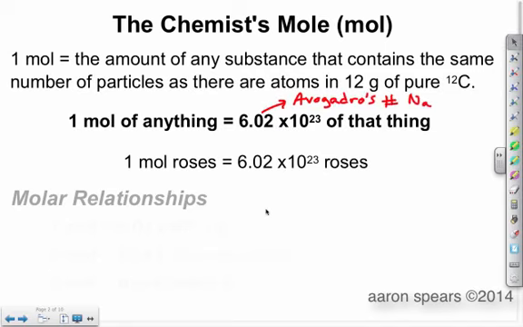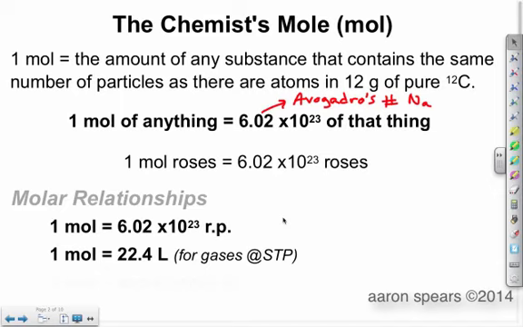Now, the reason why the mole is so important in chemistry is because of its relation to many other things. For instance, 1 mole is equal to 6.02 times 10 to the 23rd particles. In addition, 1 mole of any type of gas has a volume of 22.4 liters, provided that gas is at STP, and I'll talk more about what STP means in a moment. Another relationship is that 1 mole is equal to the molar mass in grams for that material. Now, there are certainly more relationships that the mole has in chemistry, but for right now, I want the student to learn and memorize these three.